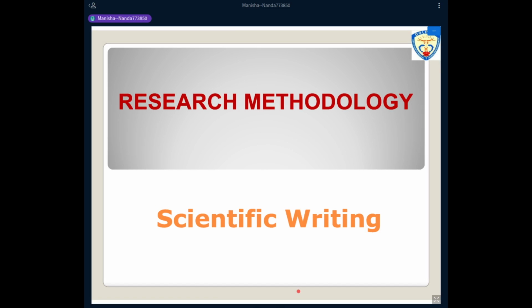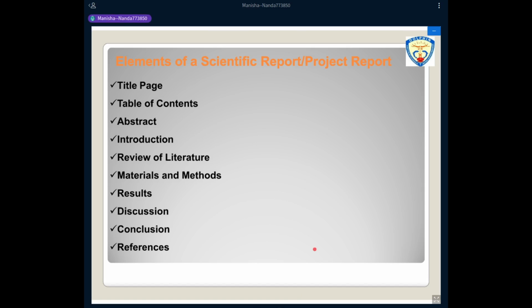So let's start with scientific writing. Okay. So I'll first tell you the fundamental elements that you should keep in mind when preparing a scientific report or a project report. The key elements it should include are the title page, the table of contents, the abstract, introduction, review of literature, materials and methods, results, discussion, conclusion, and the references. Sometimes we can take up results and discussion together.